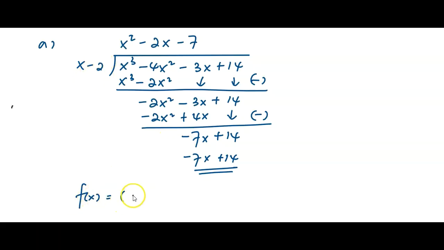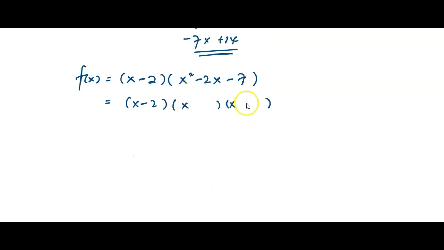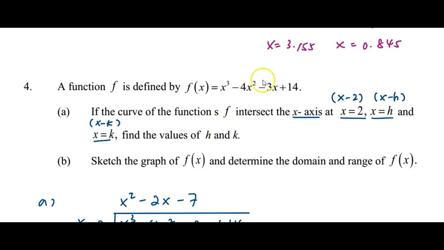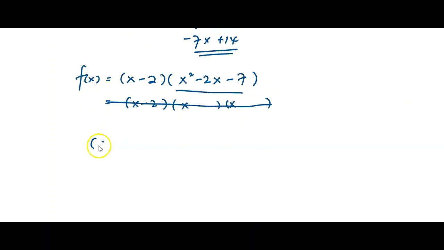Meaning that our f(x) can be written as (x minus 2)(x squared minus 2x minus 7). If we keep on factorizing, it seems like this quadratic factor cannot be factorized. So I would just solve it, because question A stated that the x-intercepts are x equals 2, x equals h and x equals k. So I'm going to solve this equation by letting f(x) equal 0.